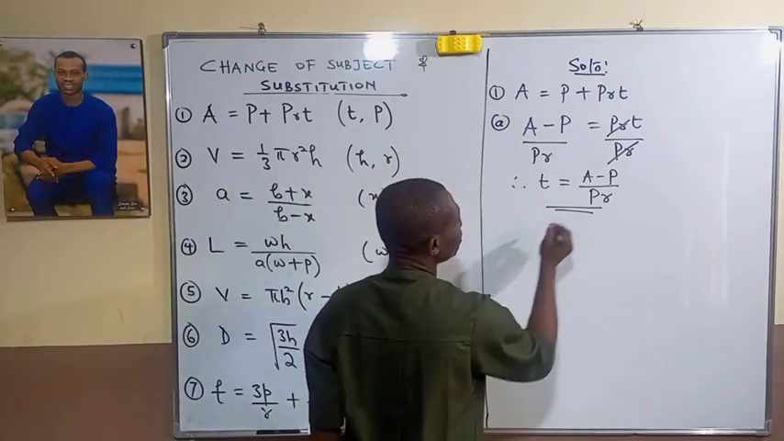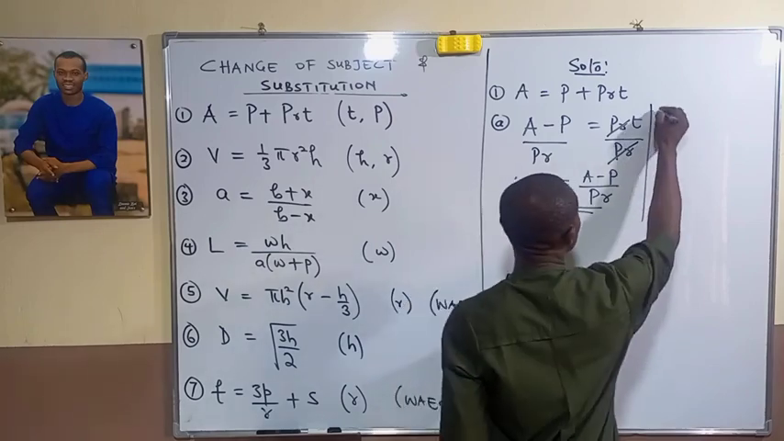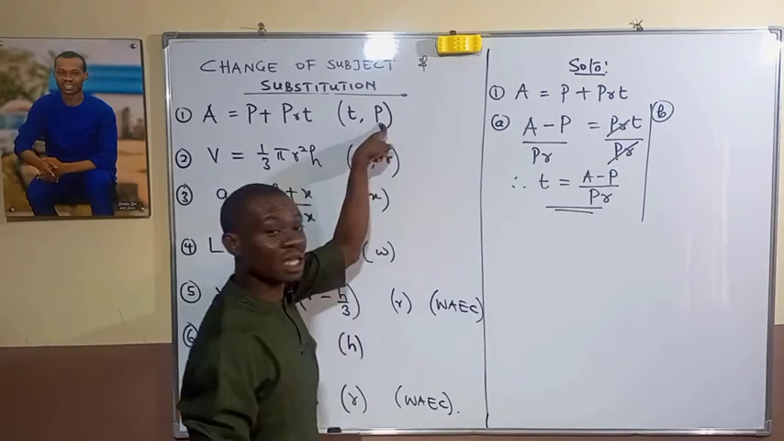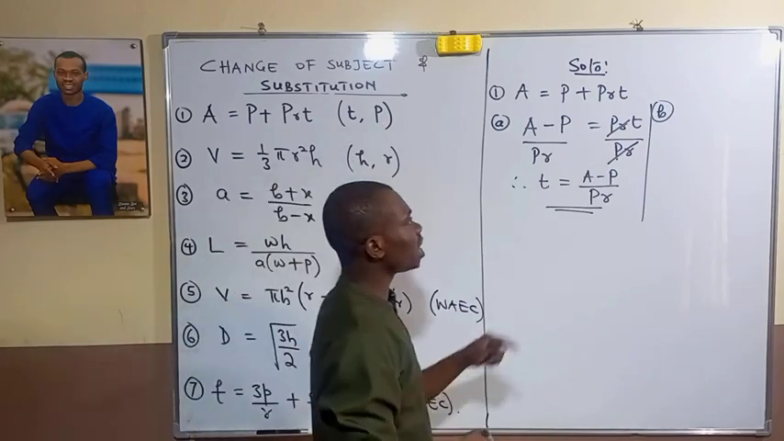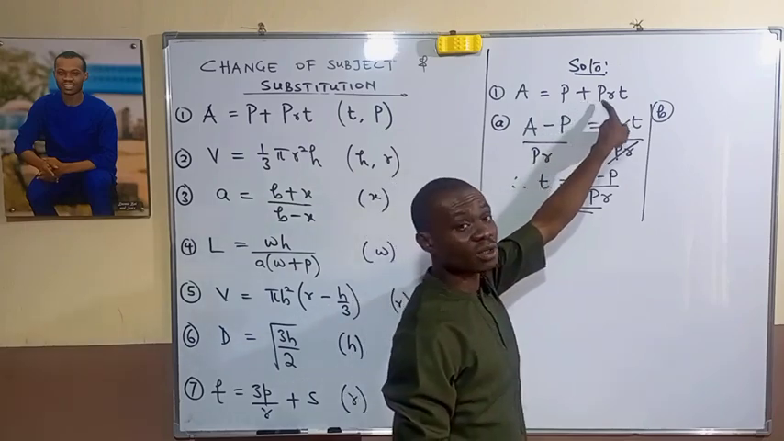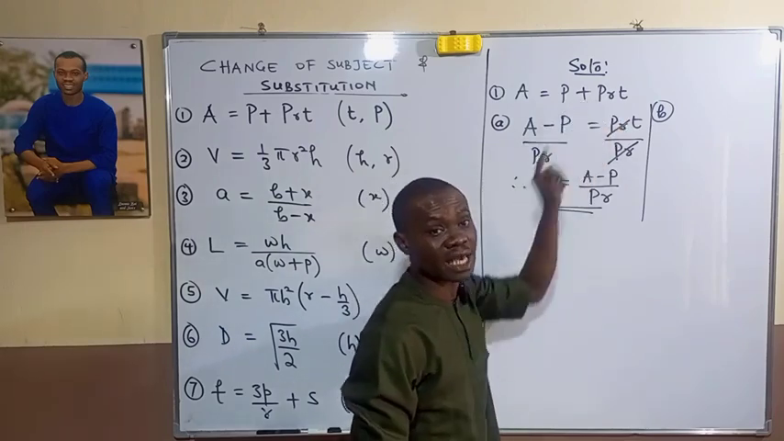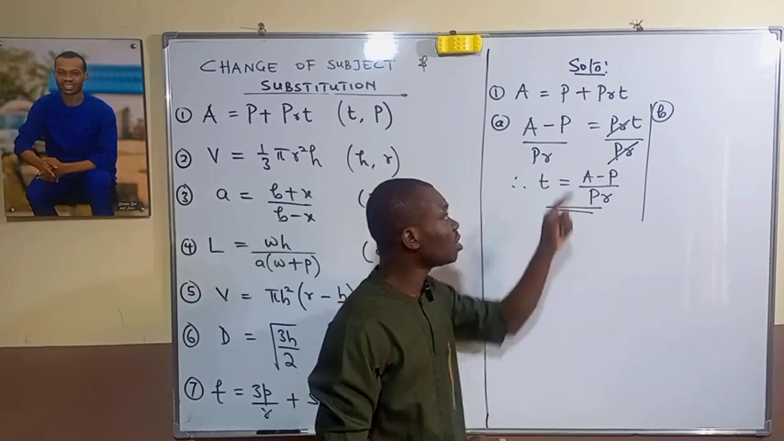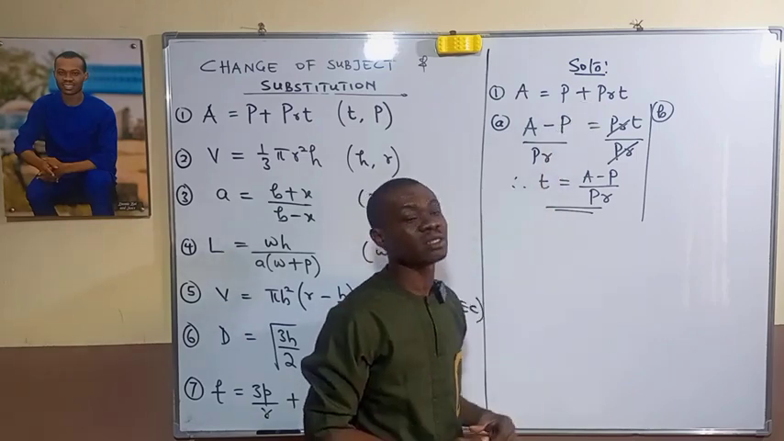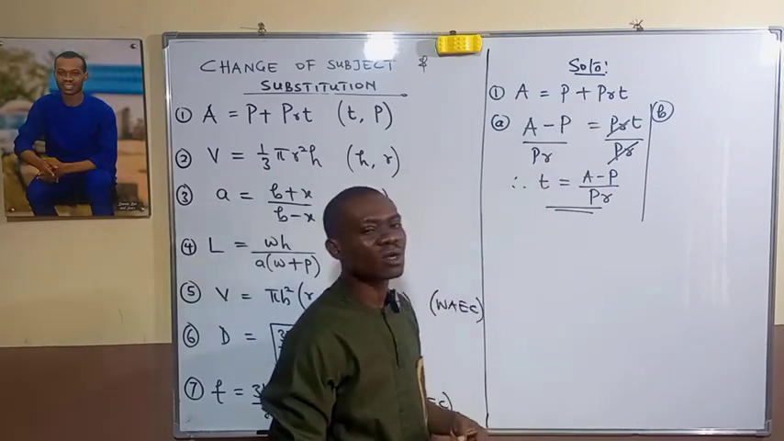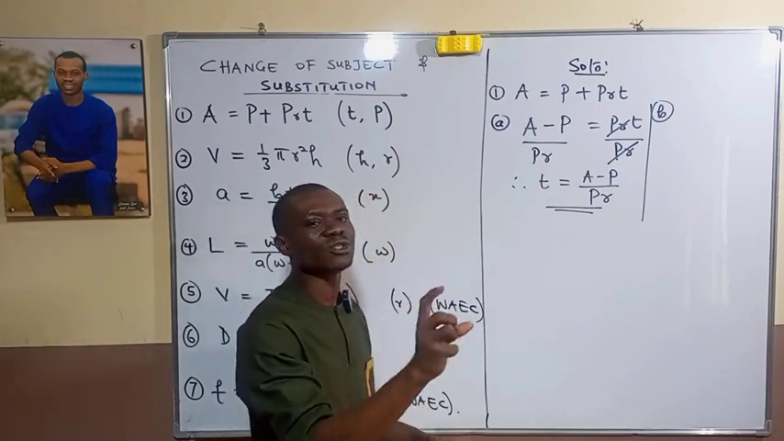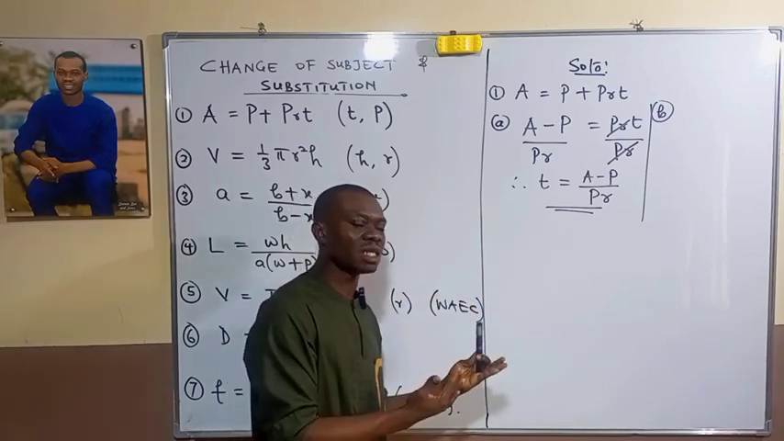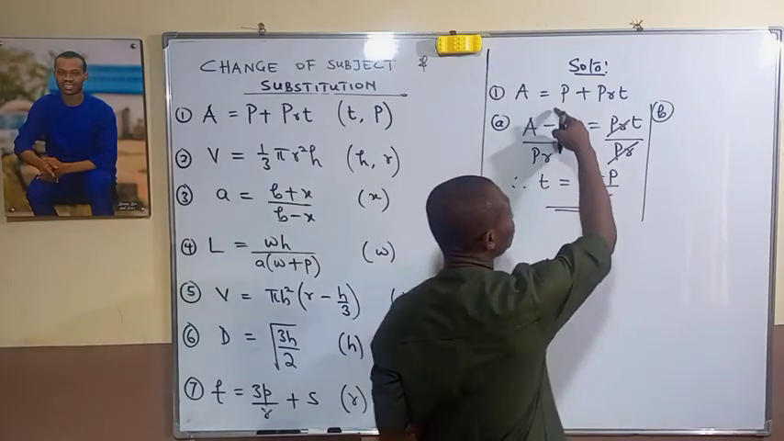Now for the second one, let me call it B. That's for number 1, to make P now the subject. How do you do that? Watch carefully here. You can see that P now appears twice. In the first case, T appeared only once in the equation, but here P appears twice. For you to make it the subject, you must look for a way to make it appear only once in that equation so that you can make it alone. So how do I do that here?